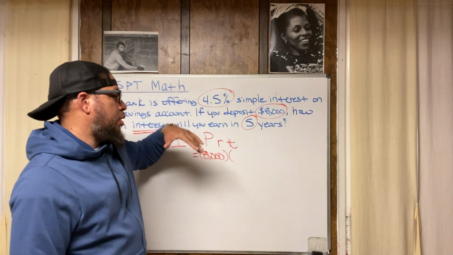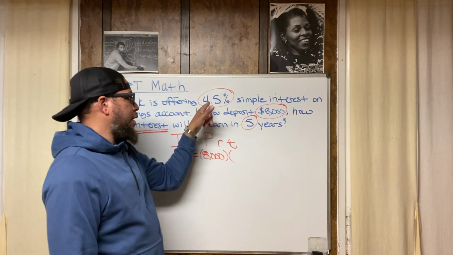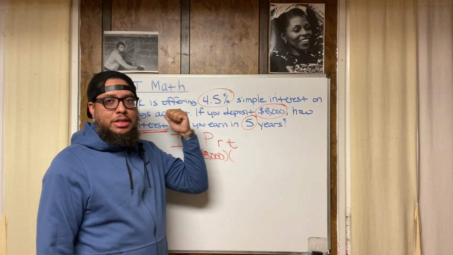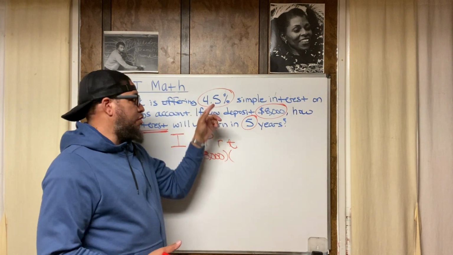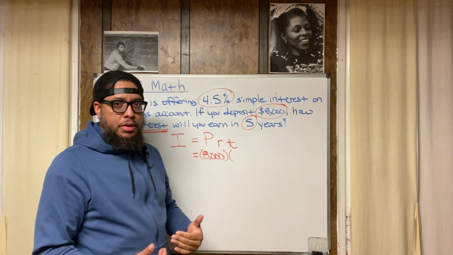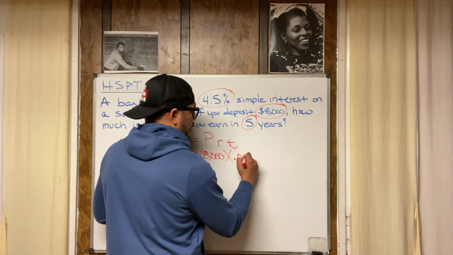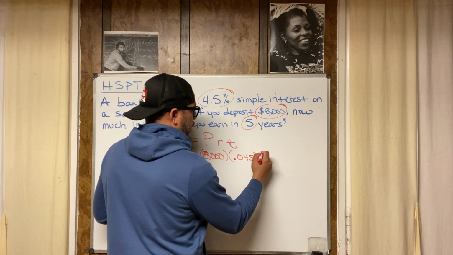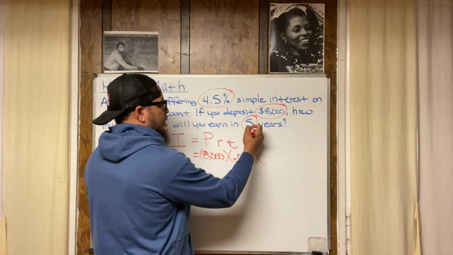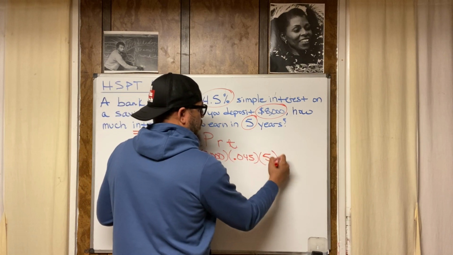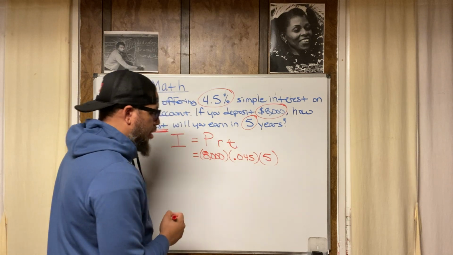You want to make it 0.045 because you got to take the decimal point and slide it 2 spaces to the left. Technically, what you're doing is dividing 4.5 by 100, and you're getting 0.045. All right. And then your T is time. How much time? 5 years. So you just put the 5 in there.